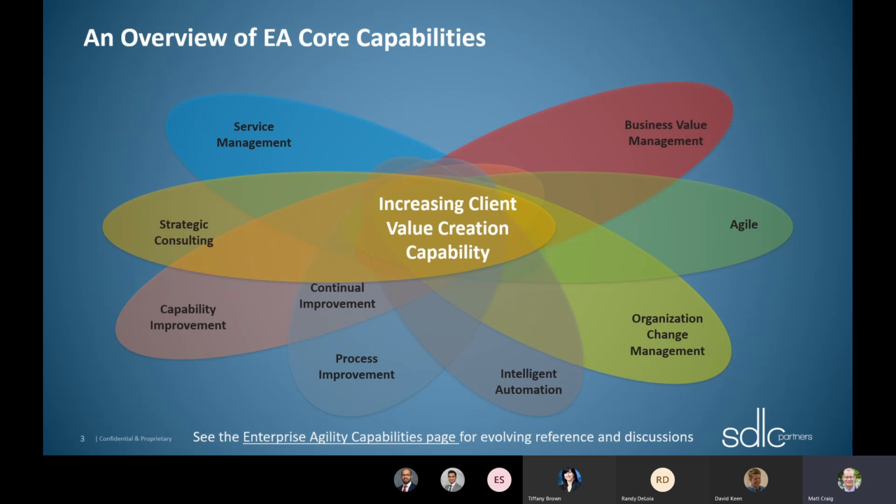The other thing I did here is link to our Enterprise Agility capabilities page on our evolving COE. The good thing about that is the page will continue to be updated to reflect what we're doing with our various capabilities, what we're doing to improve them, and how we're providing insight to our practitioners and to our SDLC colleagues. This will be available in the posted version of this deck after the session.